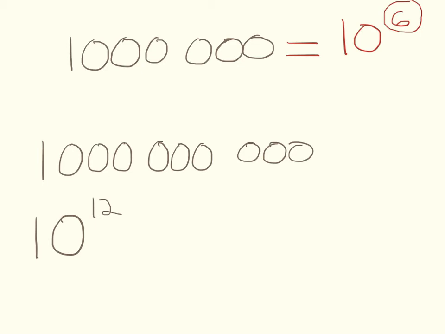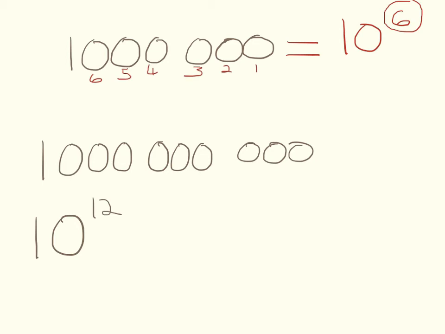Now a quick way of figuring this out is you'll see that there's the number 6 here. And you'll notice that there is 1, 2, 3, 4, 5, 6 zeros. So that means it's 10 to the power of 6.